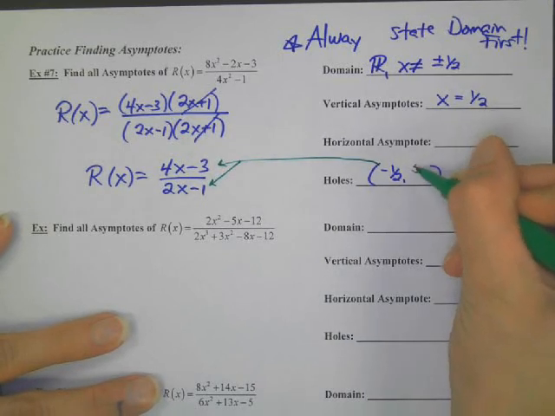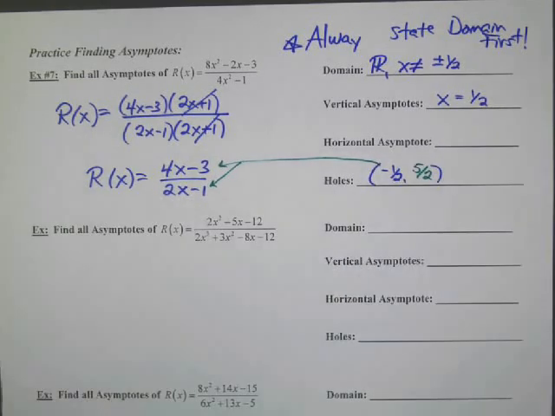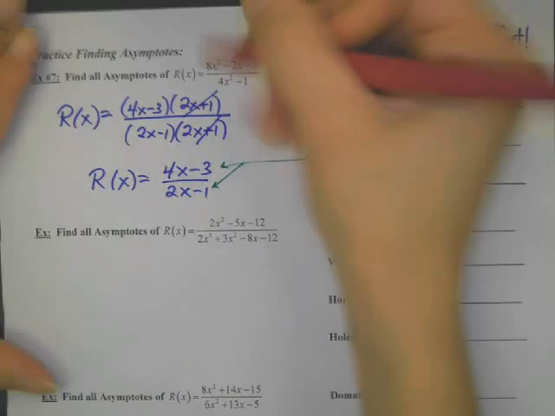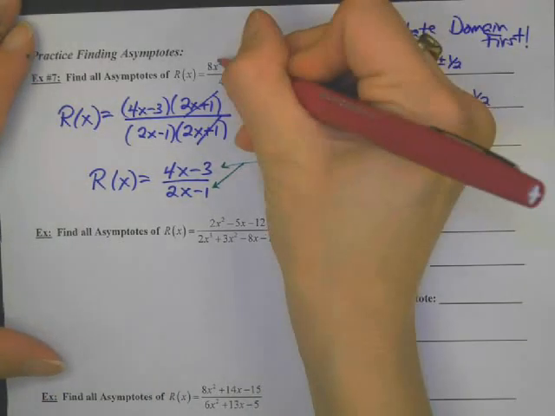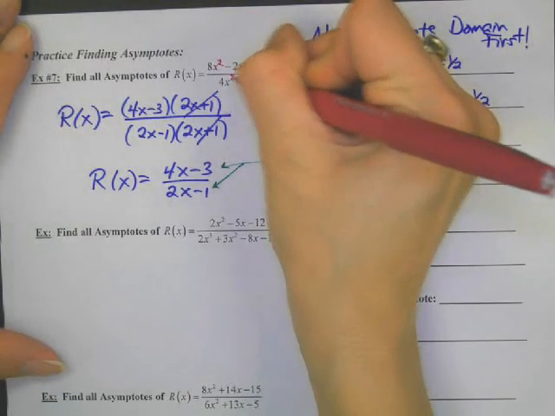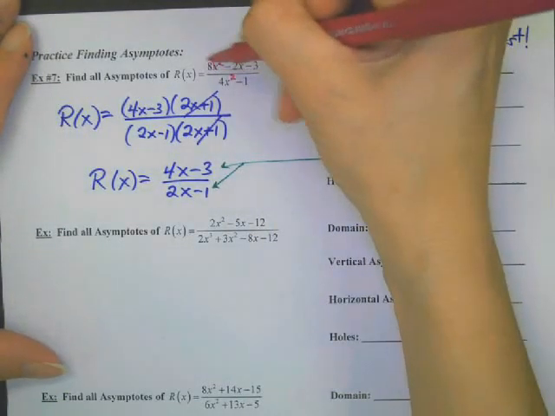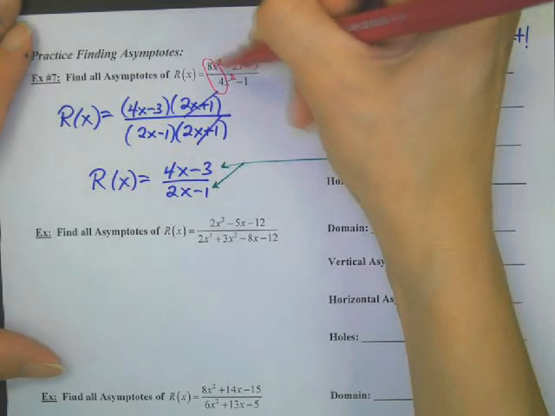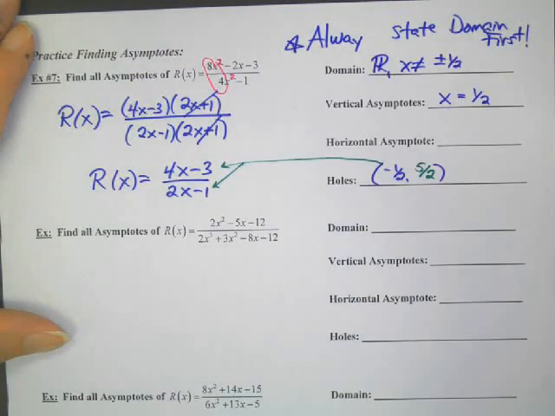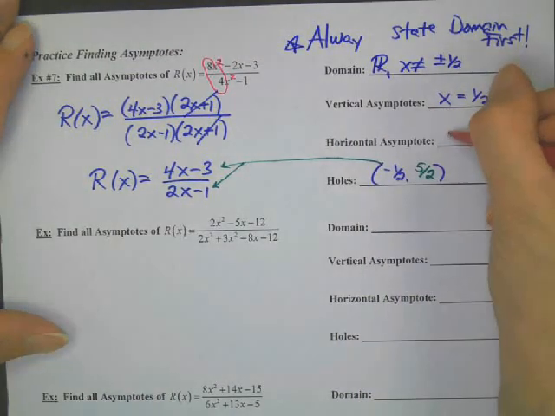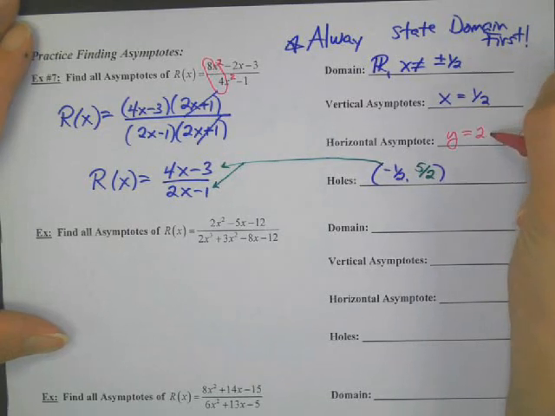And you should get 5/2. Now the horizontal asymptote, that's different. That looks at the powers. And you could go here to the original problem. I'm noticing a power of 2 and a power of 2. That means I would take these leading coefficients and say 8 divided by 4 is 2. So the horizontal asymptote must be y equals 2.